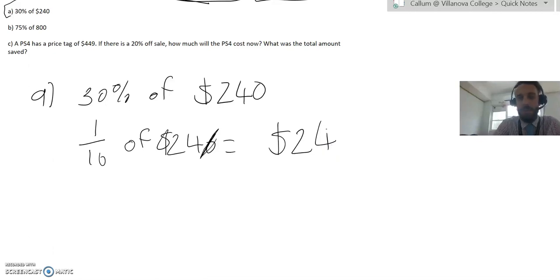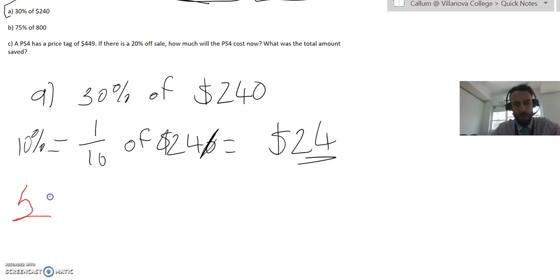Now to work out 30%, because I know that 1/10 is the equivalent to 10%, I just need to multiply that answer by 3. So if I do $24, that is a dodgy 2. If I do $24 and then multiply that by 3, whoa, what is going on?